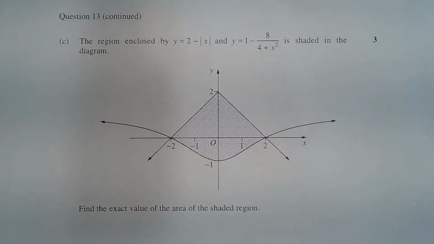Question 13c. The region enclosed by y equals 2 minus the absolute value of x and y equals 1 minus 8 over 4 plus x squared is shaded in the diagram. Find the exact value of the area of the shaded region.